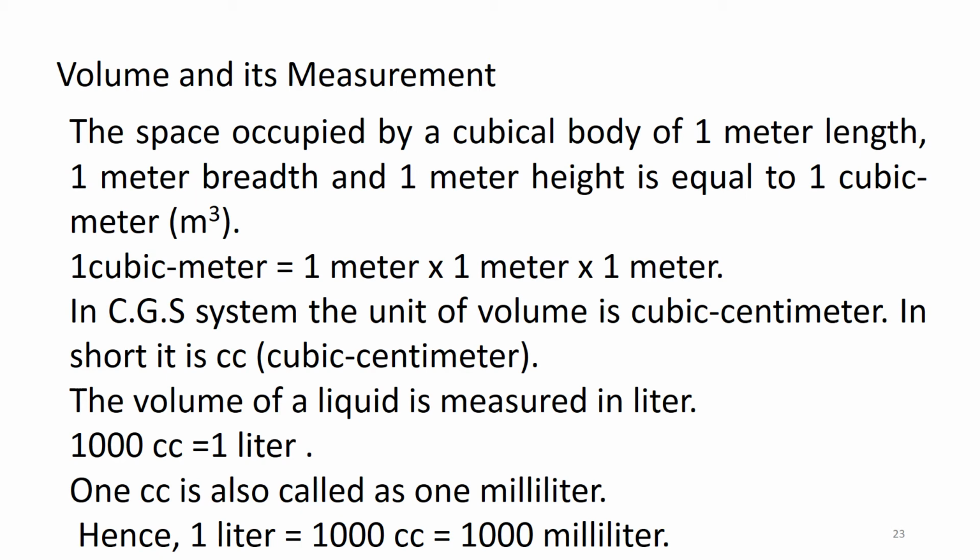In CGS system, the unit of volume is cubic centimeter. In short, it is cc, that is cubic centimeter. The volume of a liquid is measured in liter. 1000 cc equals to 1 liter. 1 cc is also called as 1 milliliter. Hence, 1 liter equals to 1000 cc equals to 1000 milliliter.